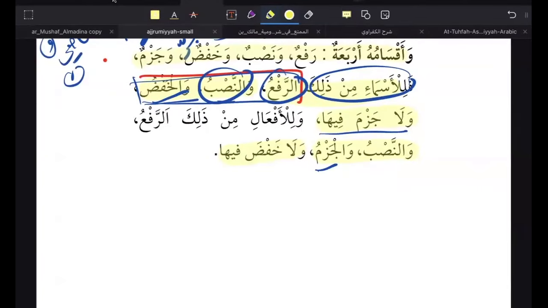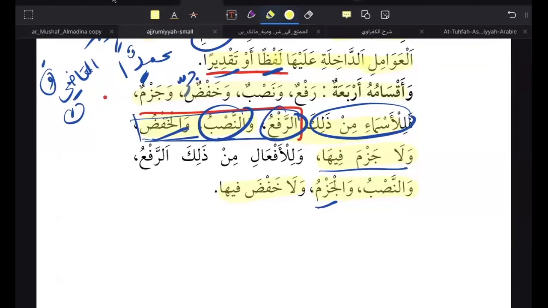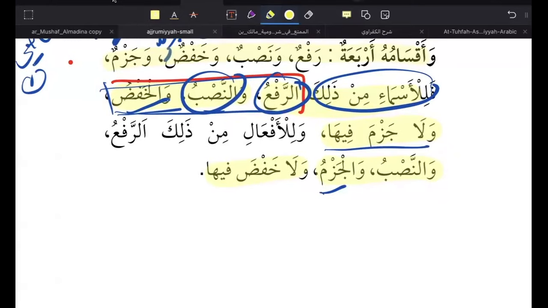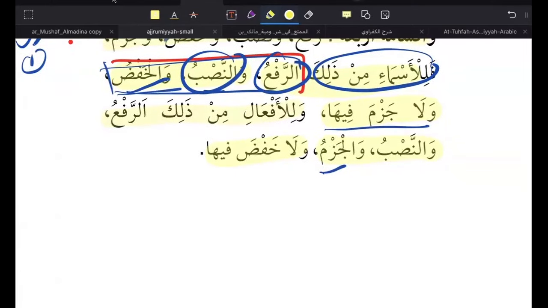So remember, when it comes to i'rab, there are four states. We have the raf', nasb, and khafd, and khafd means jarr, and you have jazm. And the author clearly mentioned it here. So, for the verbs from those, you have only raf', nasb, and jazm. So there is no khafd in them, that means there is no jarr. We talked about this thing.